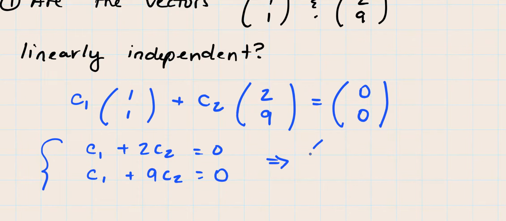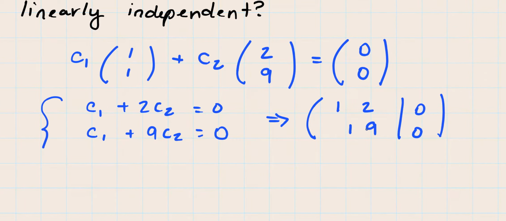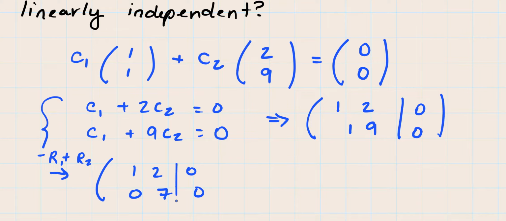So to find the solutions, we're going to make an augmented matrix. We're going to put 1, 2, 1, 9 here, 0, 0, and let's find the solutions. So I'm going to put this in reduced row echelon form. So I'm going to subtract row 1 from row 2. And I get 1, 2, 0, 0, 7, 0, and then divide the second row by 7. And then we're going to get rid of this 2 as well.